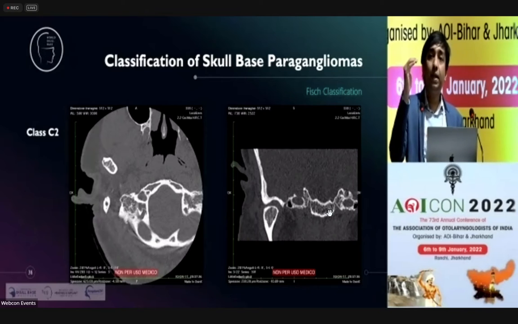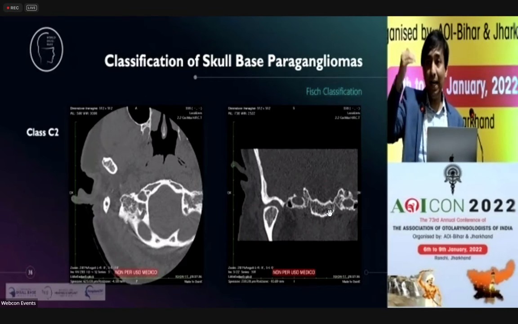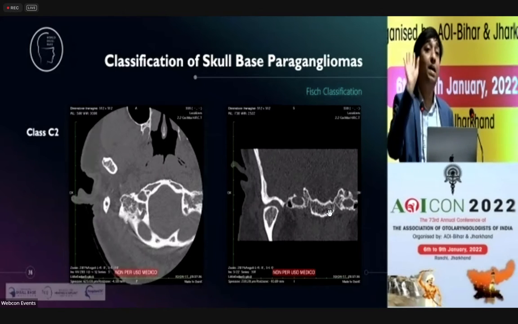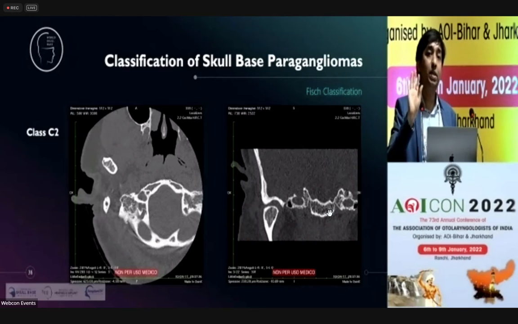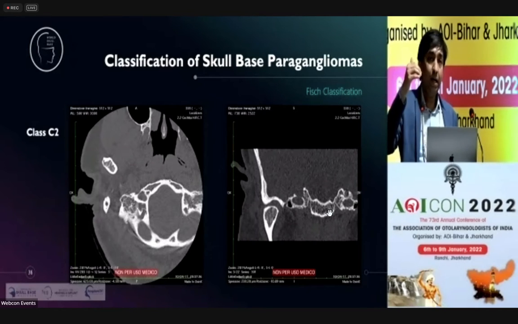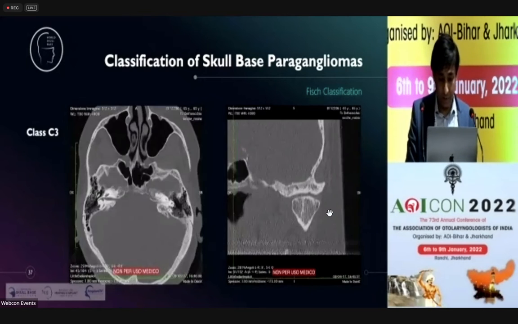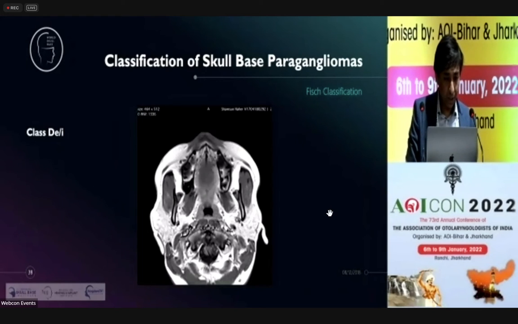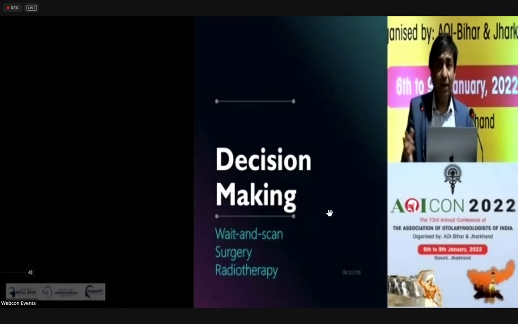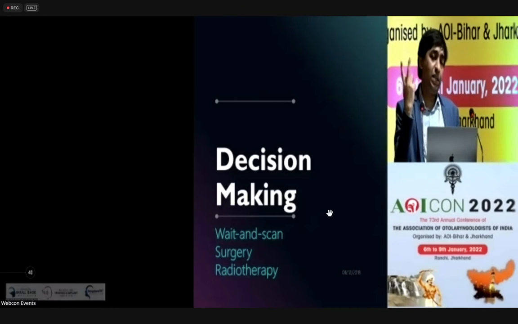The D component again is divided into DI, which is intradural, and DE, which is extradural. But definitely it is intracranial. So anything that goes into the cranium from the jugular bulb, DI and DE is what we need to get into. These are all small movie clips, which unfortunately don't play.